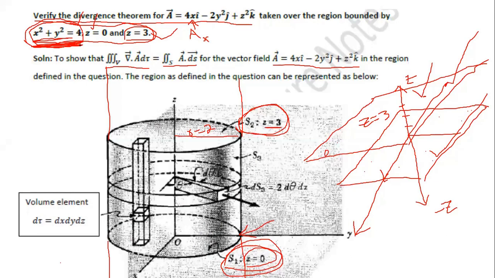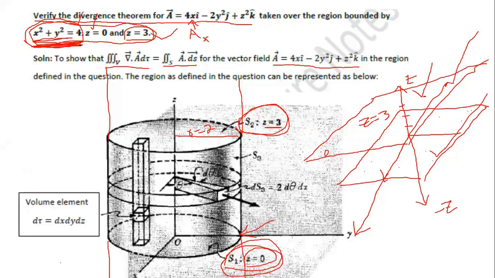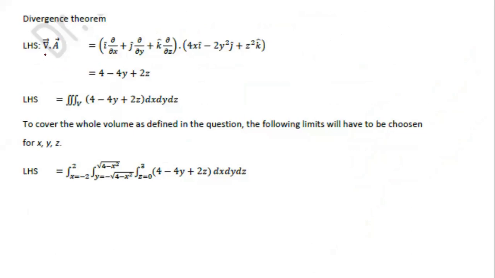Now, in order to verify the divergence theorem, we'll start with the left hand side. The left hand side is the volume integration of the divergence of A. So you just take the divergence of A. The divergence of A, as I already said, is the del operator dot product with the vector A. The del operator is i del upon del x plus j del upon del y, and so on, all these partial derivative operators dot product with this vector A.